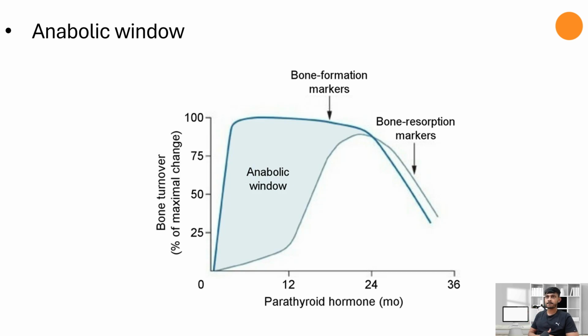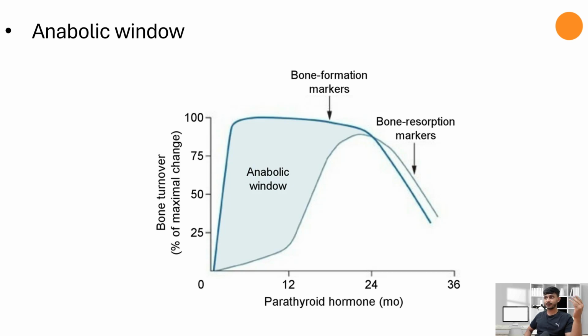So just like that, with teriparatide, when we give the hormone initially, the bone formation is greater than the bone resorption, and then it reaches a point where it evens out. This duration where the bone formation is greater than the bone resorption because of teriparatide is called the anabolic window. And for teriparatide, it's about 18 to 24 months in duration, which is also why the recommended duration of treatment with teriparatide is about 2 years. Anything less than that is less than optimal.